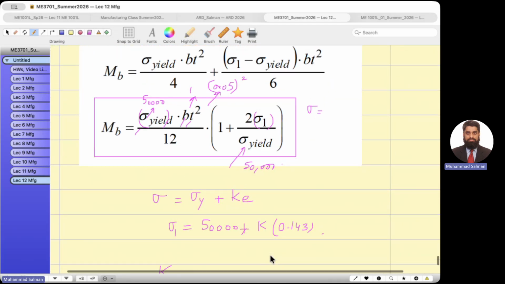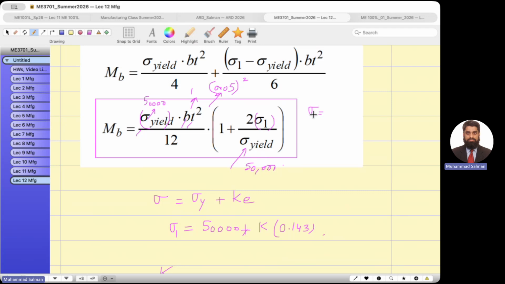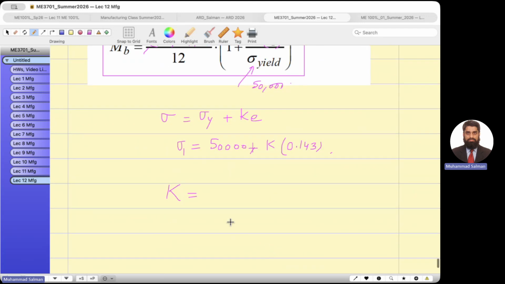What is my bending moment MB? First of all, let me explain what K is. K is 75,320 psi, and let's plug it in over here. And what is sigma 1? This sigma 1 is going to go into the bending moment formula. Sigma 1 now is 50,000 plus 75,320 psi times 0.143. How much do you get?